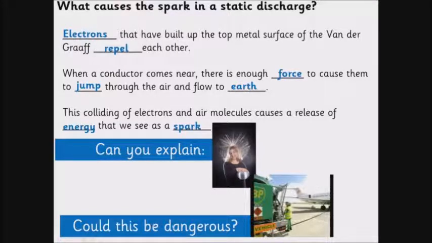So make sure you know the dangers as well as the uses of static electricity, and also how the Van de Graaff helps us to explain this.